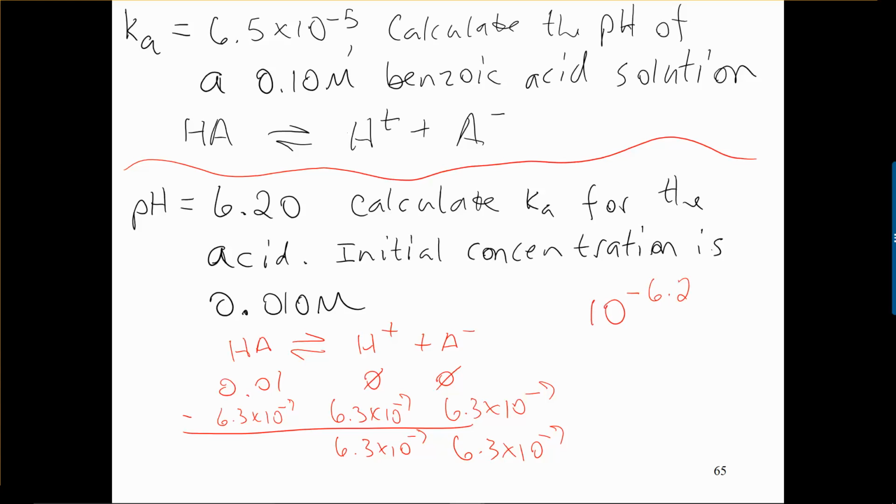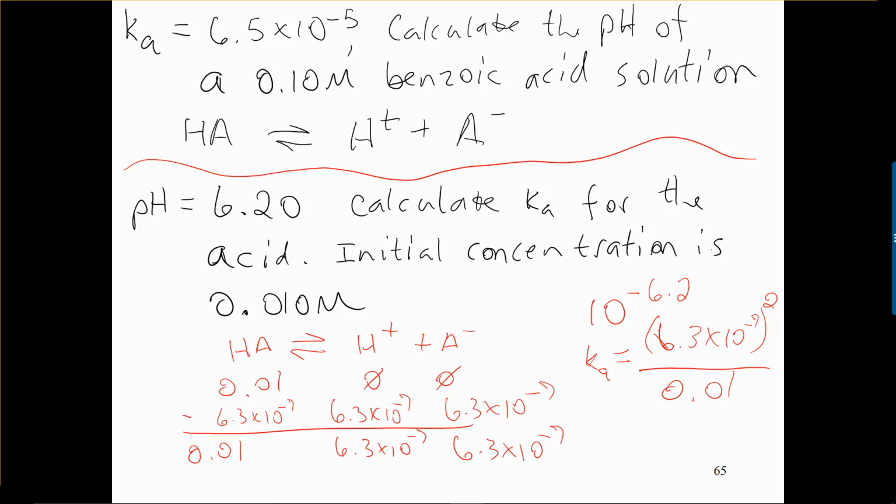Okay, so 0.01 minus 6.3 times 10 to the negative 7 is approximately 0.01. Agree with me on that? We're just pretty much going to drop x there anyways, because this number is so much smaller than this one. It's not really going to change it. We're okay with that? Okay, so Ka equals 6.3 times 10 to the negative 7 squared divided by 0.01.